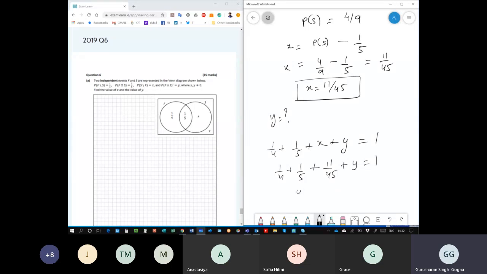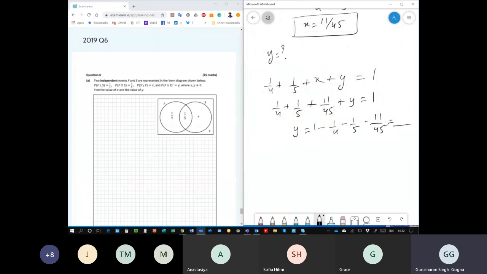Okay. So y equals to 1 minus everything, and then you can use a calculator. Okay, but this will give you the value of y. So you need to understand the concept. Doesn't matter how many questions you do. If you do 10 questions properly and understand what's happening in the question, you can do any question.